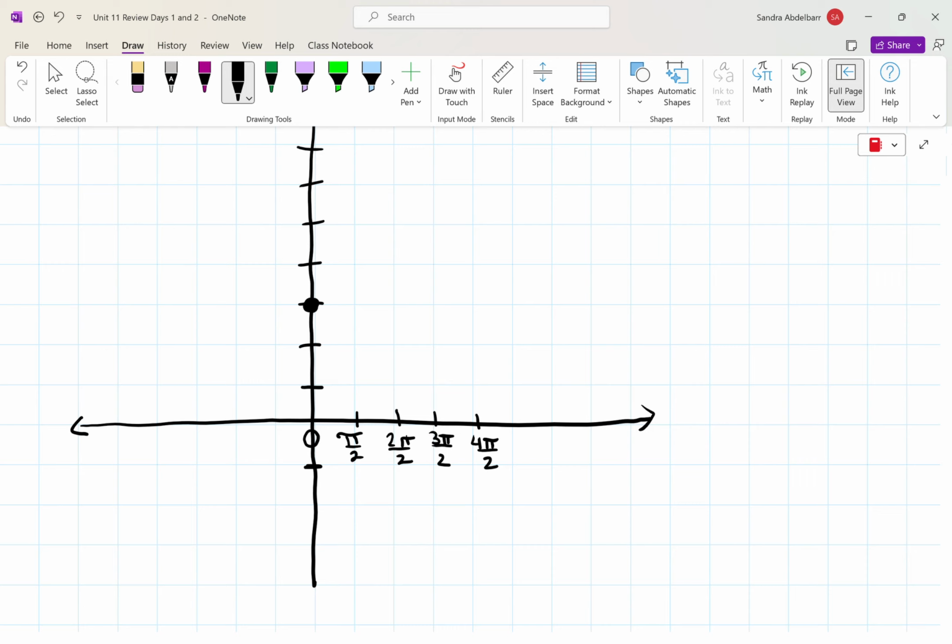Our next one will be pi over 2, 7. The one after that will be 2 pi over 2, 3. Then we'll have 3 pi over 2, -1. And then 4 pi over 2, 3 again.